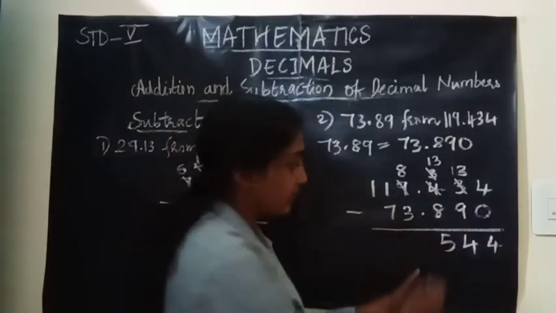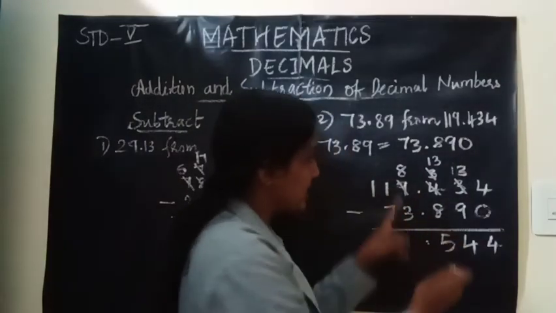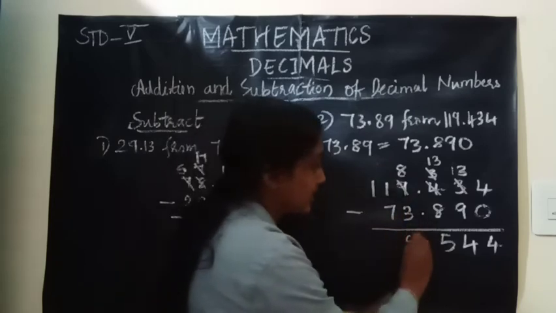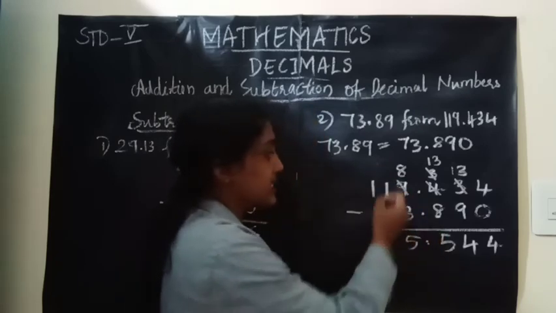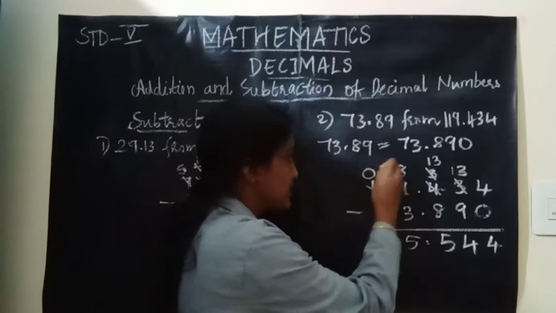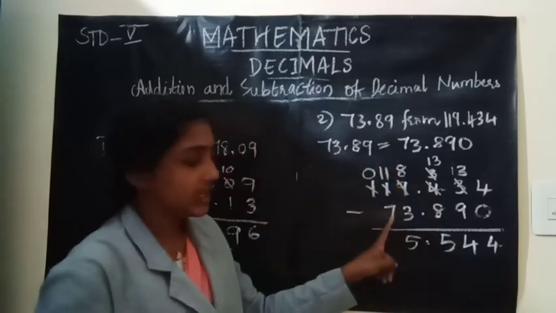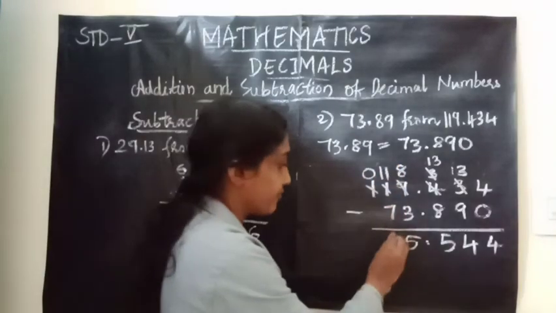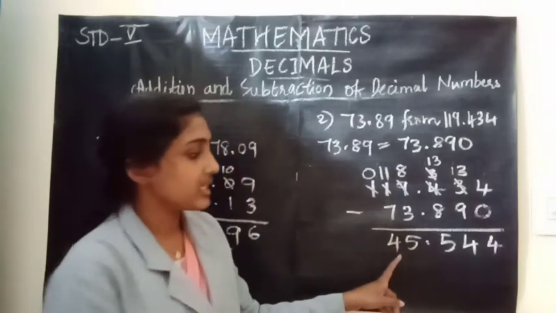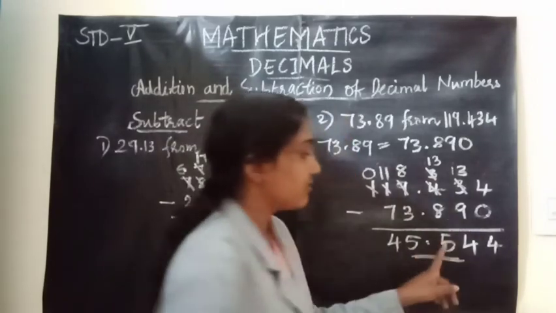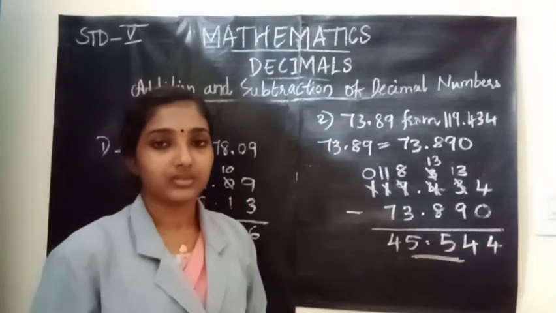Then we have to put our decimal point. Then 8 minus 3, it's 5. 1 minus 7 is not possible. So on borrowing, it is 11 here. 11 minus 7 is 4. So our answer is 45.544.